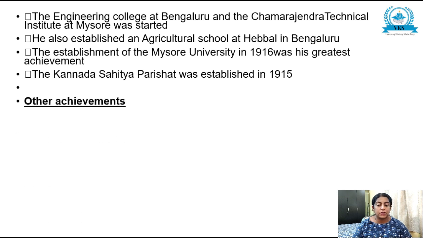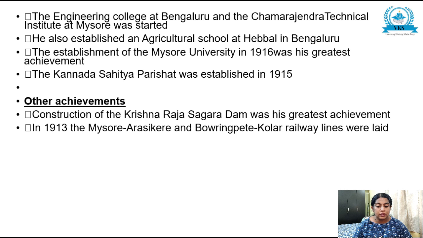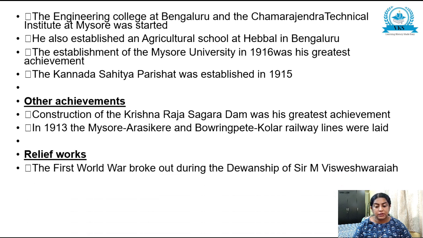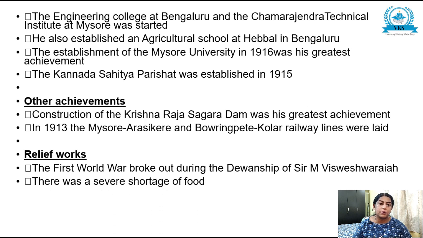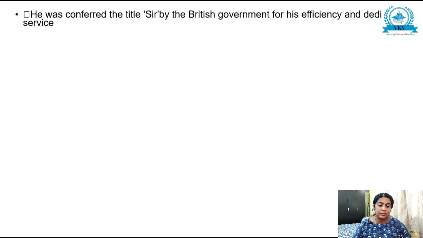Next are his other achievements. Construction of the Krishnaraja Sagara Dam, KRS Dam, was his greatest achievement. In 1913, the Mysore Arsikere and Bowringpet Kolar railway lines were laid. Now the relief works done by him. The First World War broke out during the diwanship of Sir M Visweswariah, and there was a severe shortage of food during this time. He took up relief works by opening fair price shops, stopping export of food grains, and also by fixing the selling prices. He resigned in 1918.